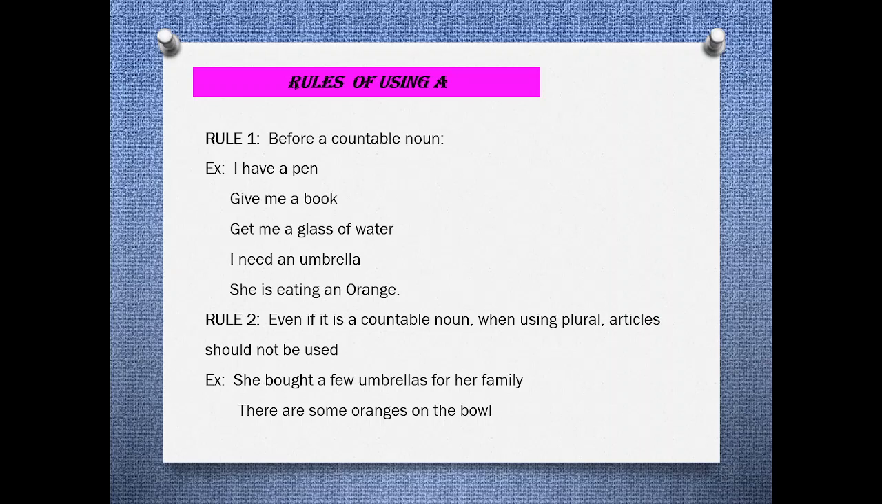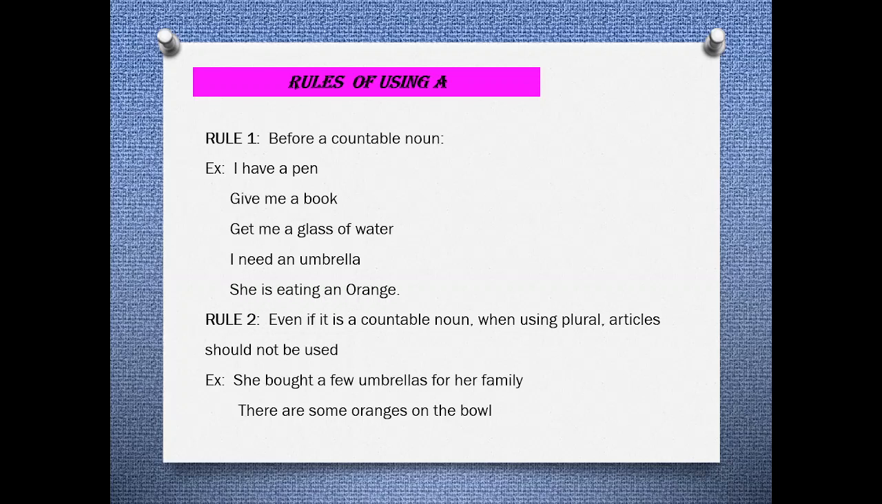See, if you look at this slide, I have told you rule 1 before a countable noun. Countable noun is a noun which can be counted. If I say pen, you can count how many pens are there on the table. So there may be a few pens, 3 pens or 4 pens. It is countable. So I have told you I have a pen.